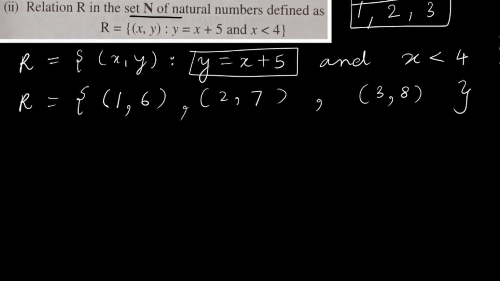First of all, let's check for reflexive. Reflexive means the ordered pair should be there. If 1 is there, 1 comma 1 should be there. If 2 is there, 2 comma 2 should be there. If 3 is there, 3 comma 3 also should be there, because the possible values of x are 1, 2 and 3. So I should have these 3 pairs, but all these 3 ordered pairs do not belong to the given relation.